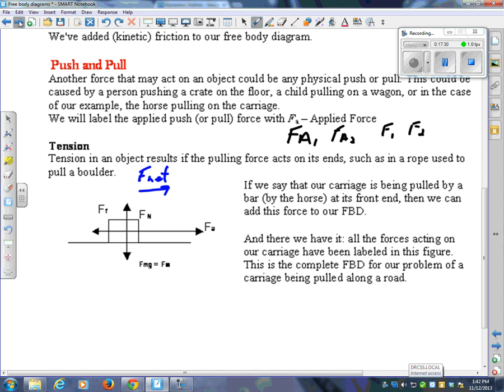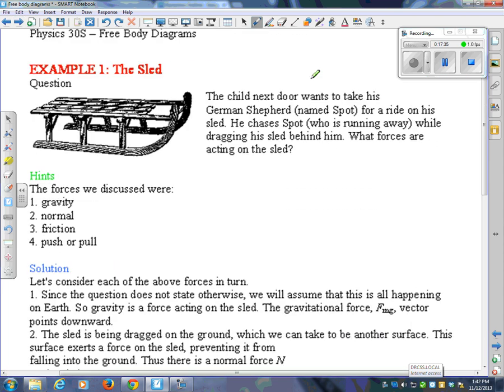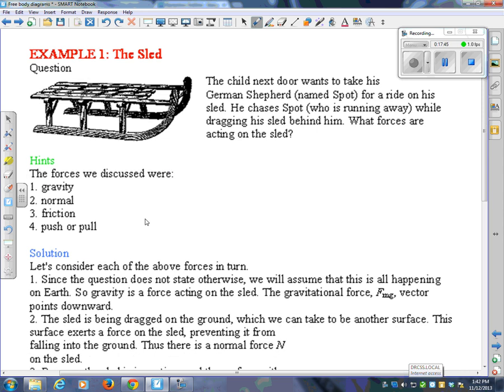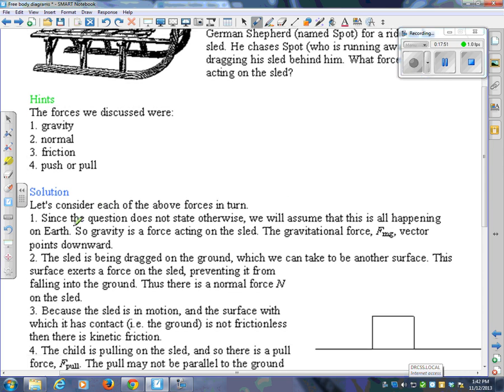Okay, here's another one. We'll go through this one a little quicker. This is a sled. The child next door wants to take his German shepherd named Spot for a ride on a sled. He chases Spot, who's running away while dragging the sled behind him. What forces are acting on the sled? Okay, so let's consider each force in turn. Since the question does not state otherwise, we will assume that it's happening on Earth. That's a pretty safe assumption. Unless otherwise stated, assume things happen on Earth.